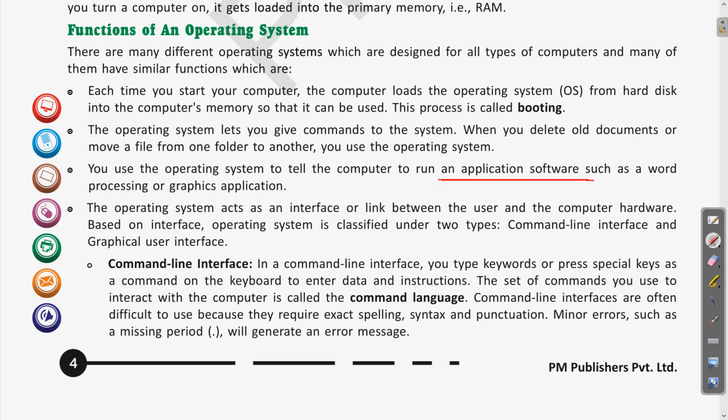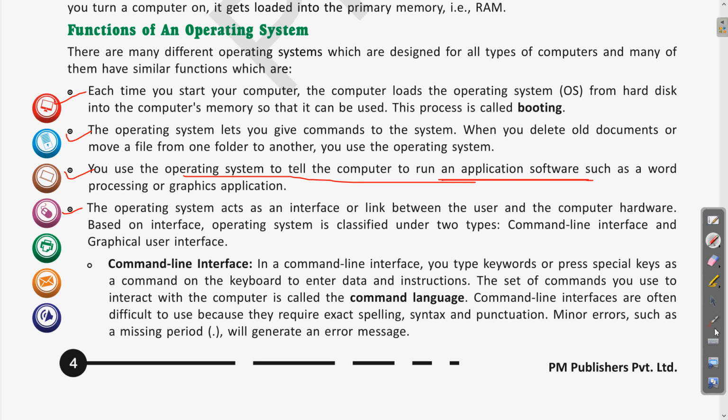Clear? So if you are using a Windows operating system, and on that you have installed word processing software like MS Word, if you are playing a game, that game software, or if you are watching any song or movie using a media player, all these are application software. So all this will be managed by the operating system. Clear? So this is also a function of the operating system. Right now we are discussing the different functions of the operating system. The fourth one, let us see.